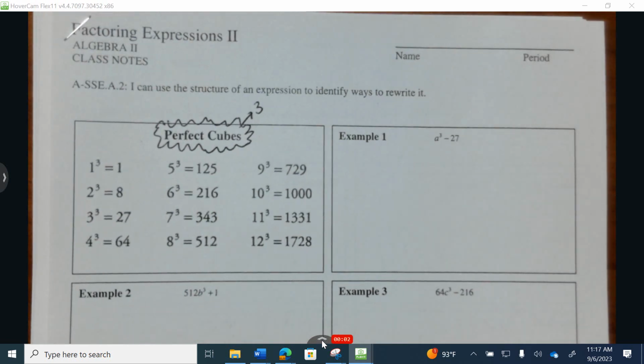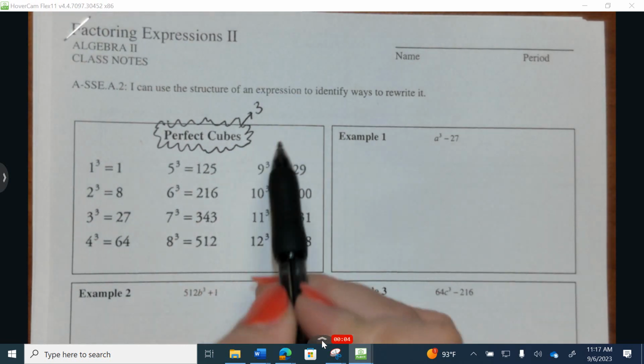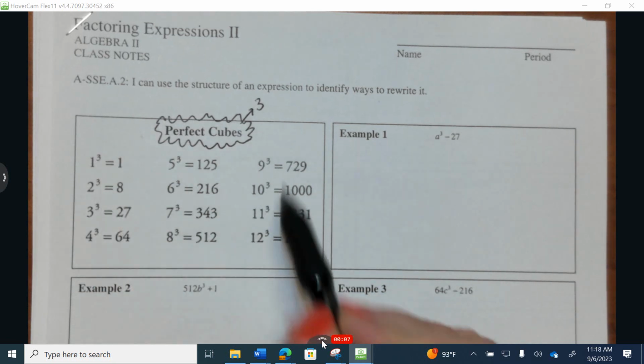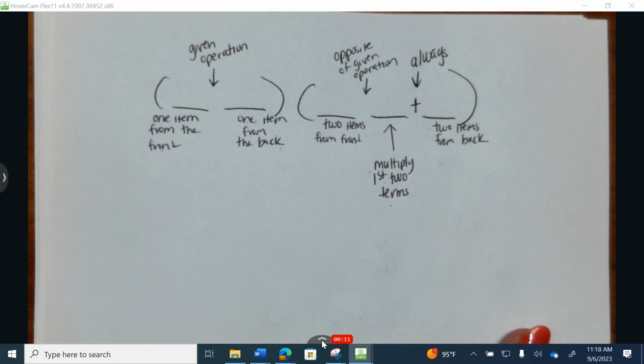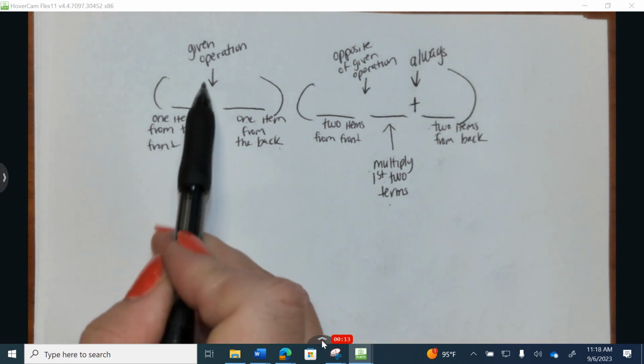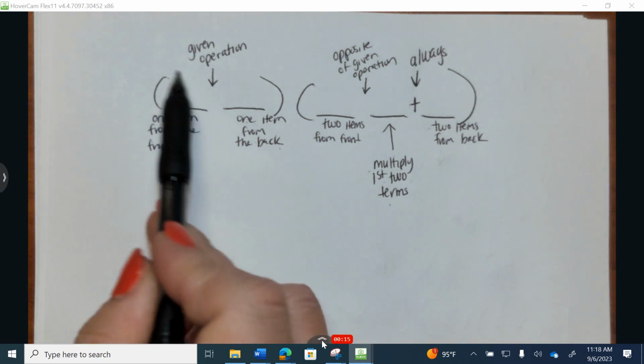So in Factoring Expressions 2, we are going to be working with perfect cubes. This is what we will refer to, and this is the general template. Press pause if you are rewatching this. The general template is how we are going to break down the expression we're given.